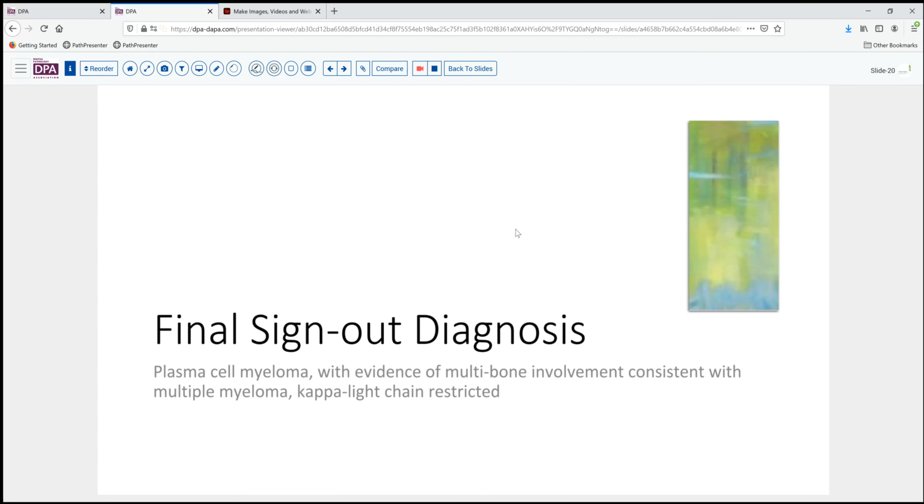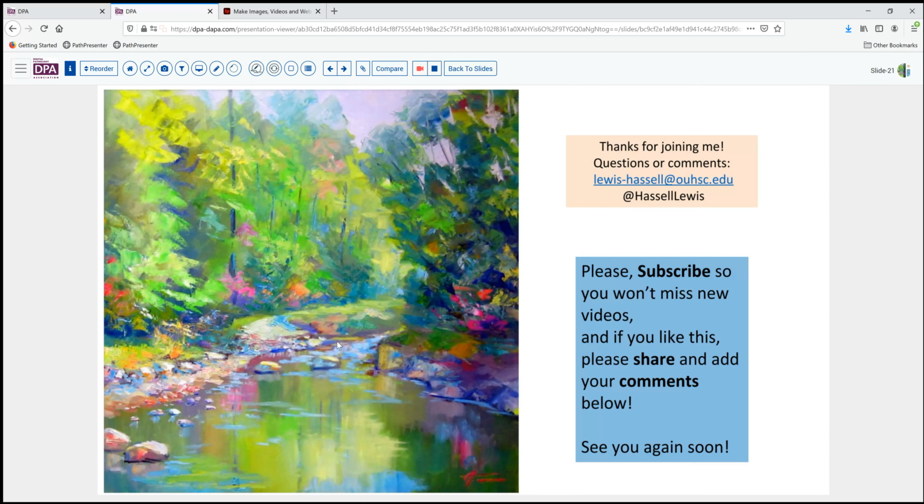So our final diagnosis today, based on the morphology, is plasma cell myeloma with evidence of multi-bone involvement consistent with multiple myeloma, and by immunohistochemistry was kappa light chain restricted. And therefore, one might predict that the serum would also contain kappa light chains. Well, thank you so much for joining us for this brief review. This patient was somewhat young for plasma cell myeloma, but it's important to realize that the age range is not always found in older patients.